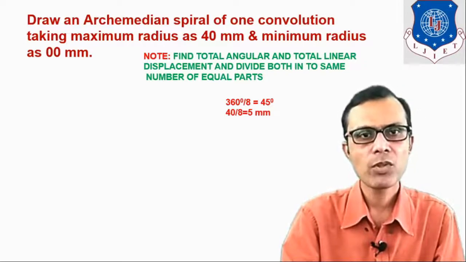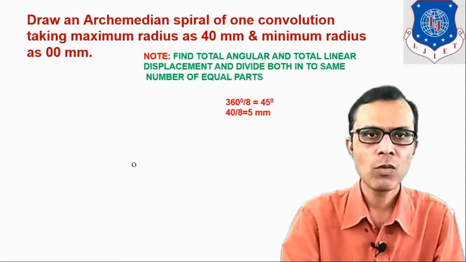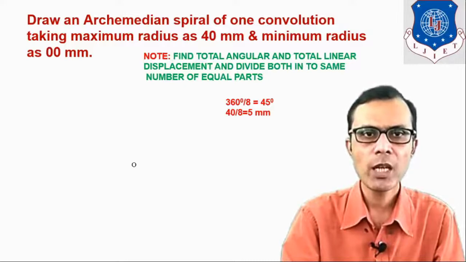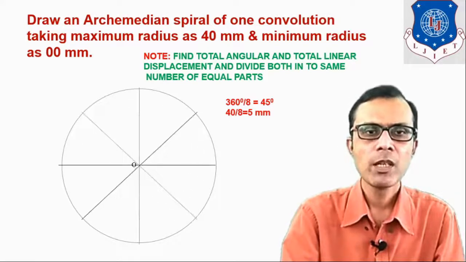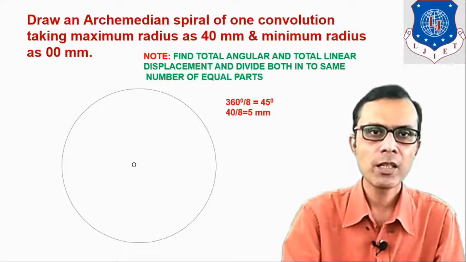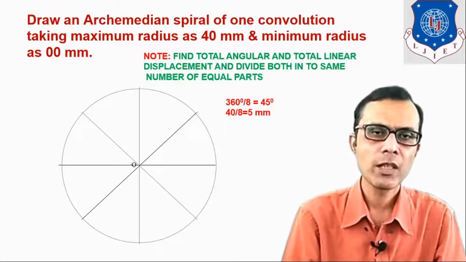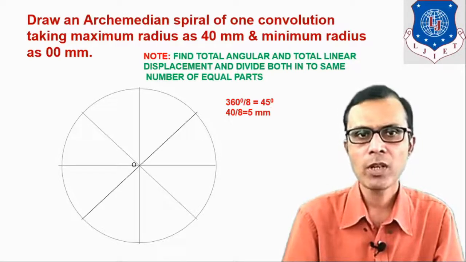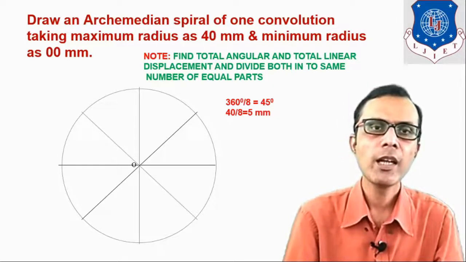Now let's see the procedure to draw the spiral. So first of all, let us select one center point O. We have to keep this point as center and take compass size equal to 40 mm, that is maximum radius 40 mm, and draw a circle. Now as we discussed, we have to divide this circle into 8 equal divisions. Here direction of rotation is not given. So it may be rotating either in a clockwise direction or in anti-clockwise direction. So in this case, we assume that it is rotating in anti-clockwise direction.